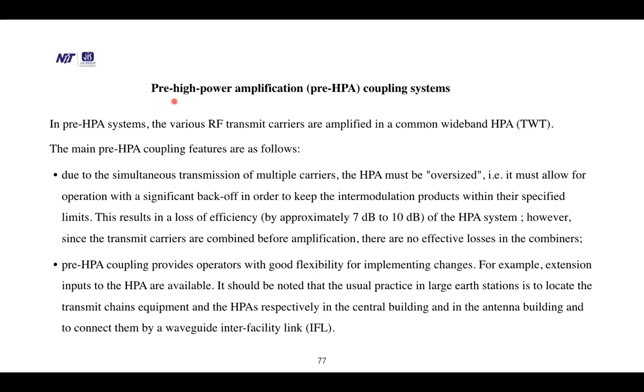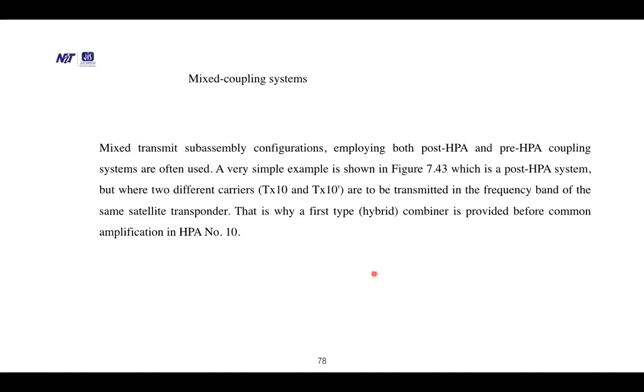So power, pre-high power amplification coupling system. In the pre-HPA system, the various RF transmit carriers are amplified in a common wideband amplifier. The main pre-HPA coupling features are due to the simultaneous transmission of multiple carriers. The HPA must be oversized. Pre-HPA coupling provides operators with good flexibility for implementing changes.